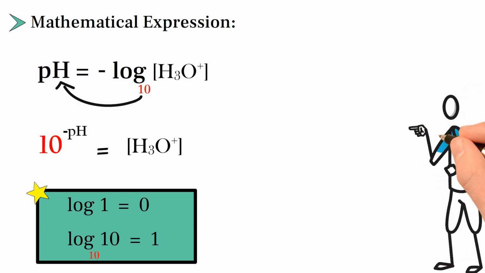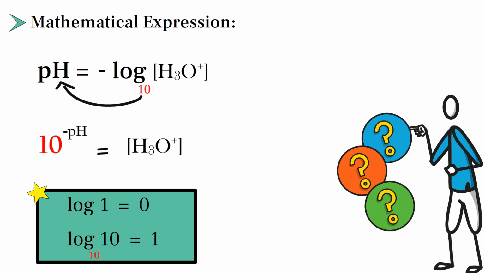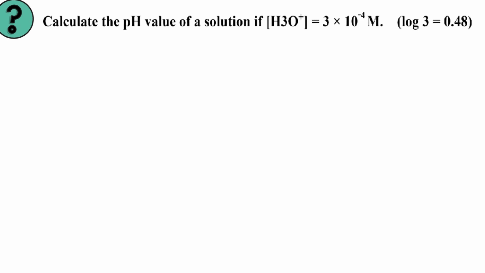And now let's solve some various exercises together. In the first example, it's required to calculate the pH value of a solution if the concentration of H3O+ ions is equal to 3 times 10 to the power of negative 4, where the logarithm of 3 is equal to 0.48.